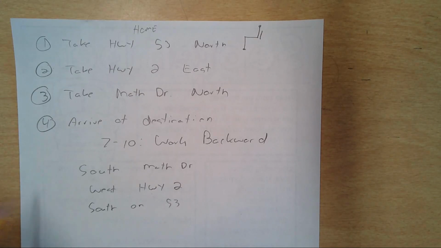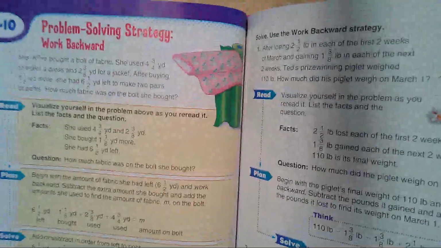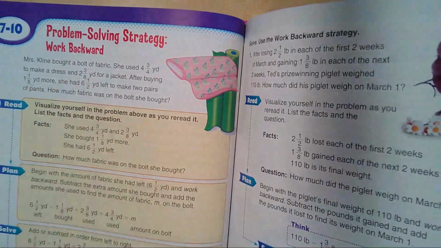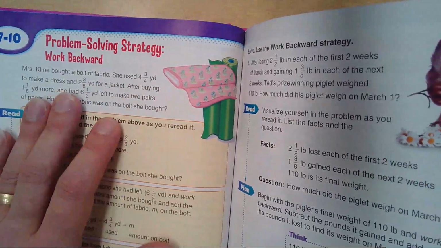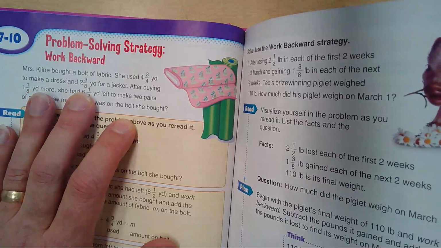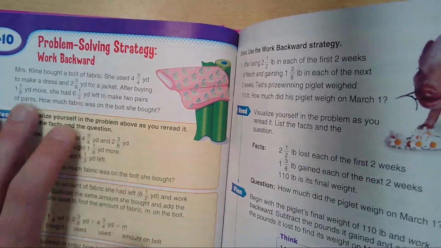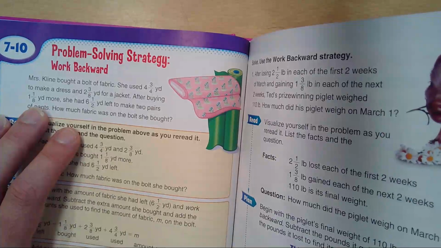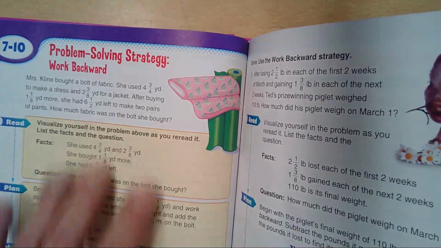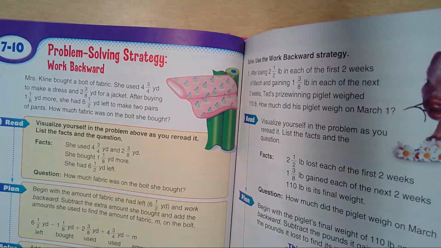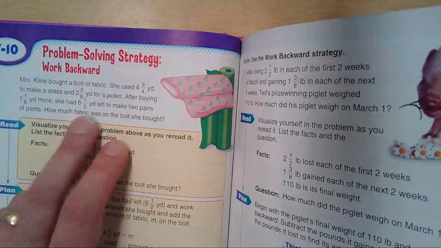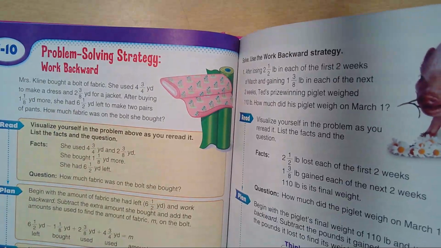So they talk about this problem right here, Mrs. Klein's dress. And it said she used 4 3/4 yards to make a dress. She used 2 3/8 yards for a jacket. Then she bought 1 1/8 more. And then she had 6 1/2 yards left to make 2 pairs of pants, which is totally irrelevant information. But the question is, how much did she have at the end there?